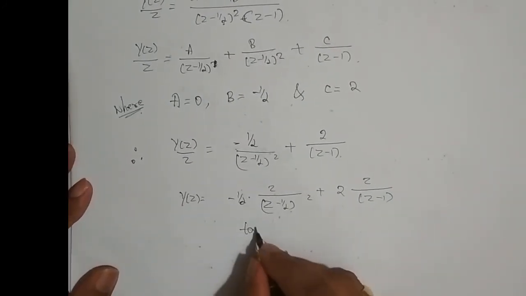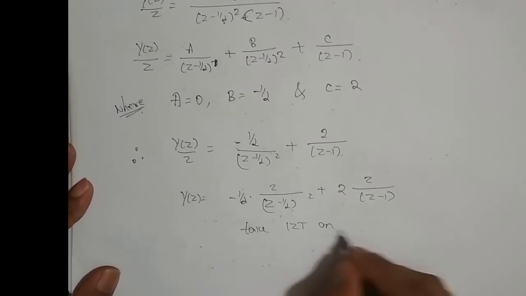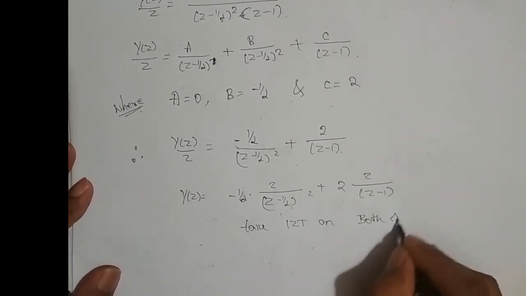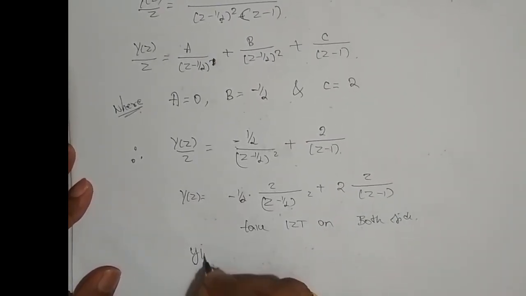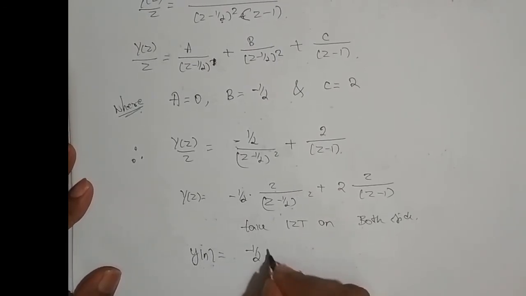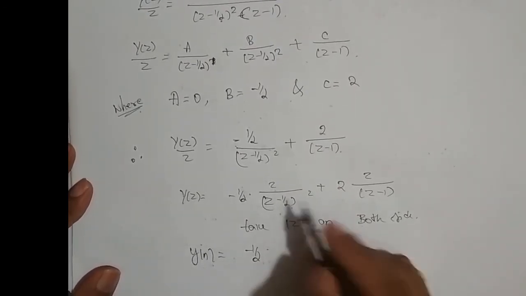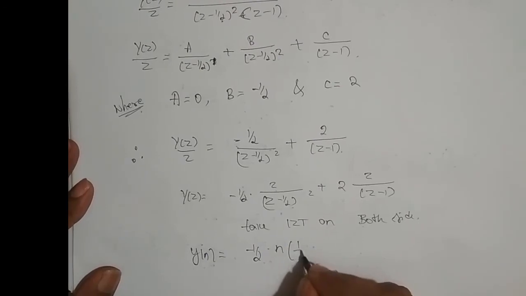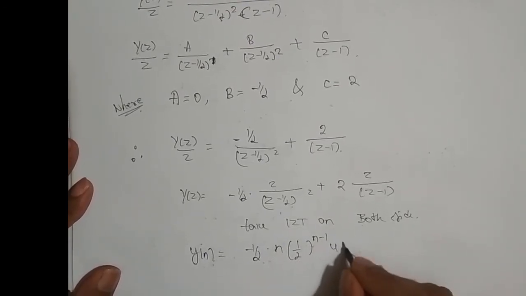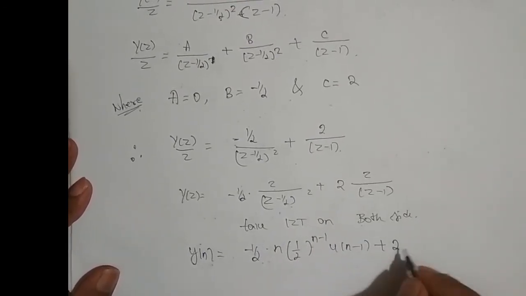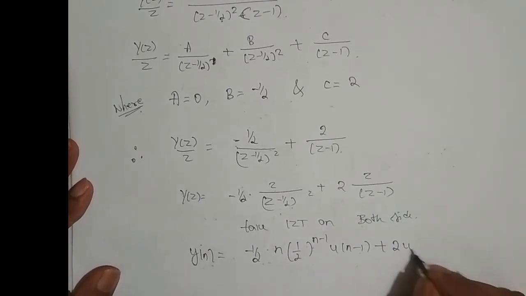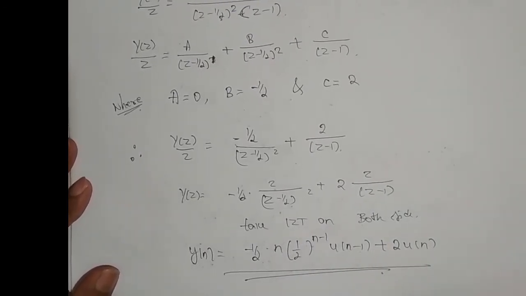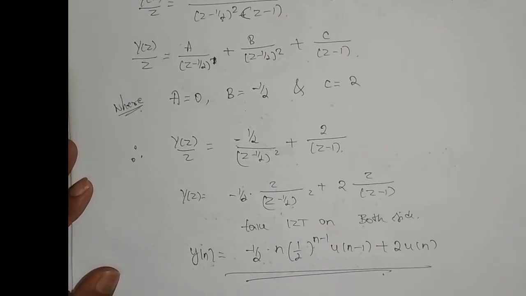If I take inverse z transform on both sides, so what do I get? It's a causal system. Okay, so minus 1 by 2 into, what is the inverse z transform of z divided by z minus 1 by 2 whole square? It is n into 1 by 2 power n minus 1 u of n minus 1, plus 2 into, what is the inverse z transform of z divided by z minus 1? It is u of n. So this is the total response of the system.